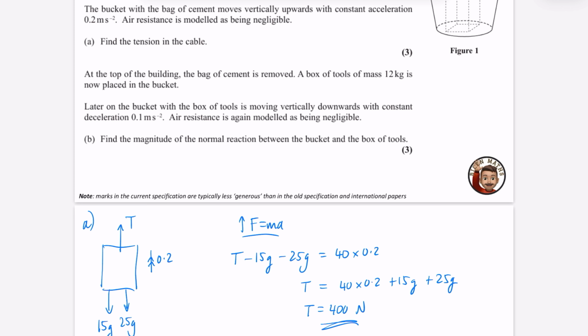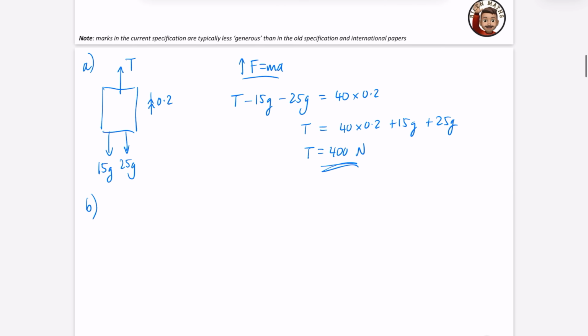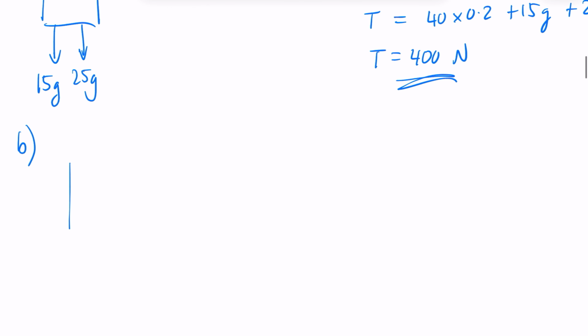Later on, the bucket with the box of tools is moving vertically downwards with constant deceleration 0.1 meters per second squared. Air resistance is again modelled as being negligible. Find the magnitude of the normal reaction between the bucket and the box of tools. Okay, so let's first of all think about the diagram. There's the bucket and there's the box of tools, and we're saying the normal reaction between them.